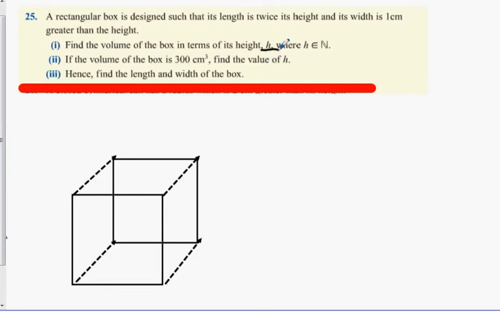So let's just say height is h. What is the width? h plus 1. And what is the length? 2h. Excellent. Now something that looks very hard turns into this.